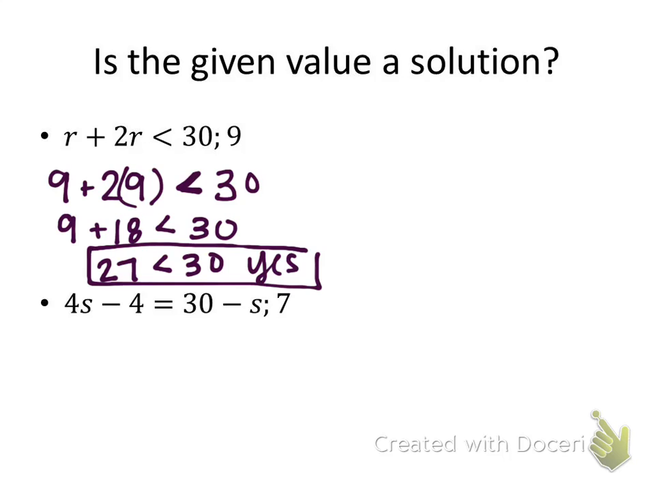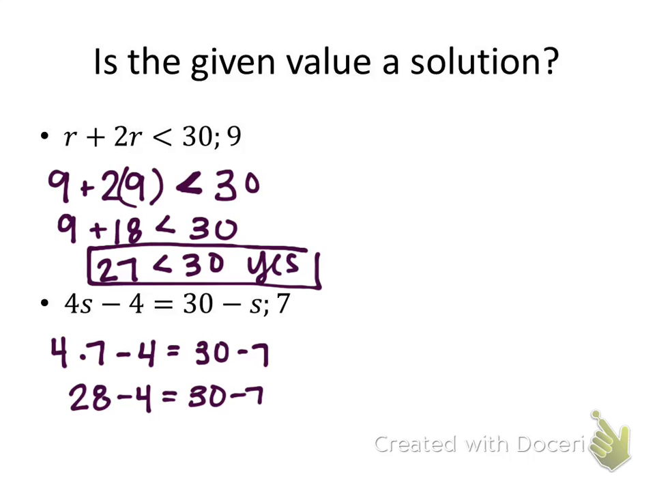Plug in the 7. So we have 4 times 7 minus 4 equals 30 minus 7. I've got a variable on both sides, so I'm going to have to do work on both sides, okay? What am I going to do first in this problem, Lily? Multiply. 4 times 7 is 28 minus 4 is equal to 30 minus 7.